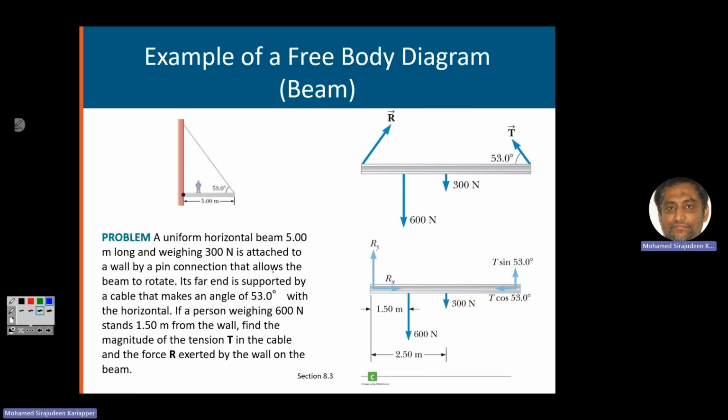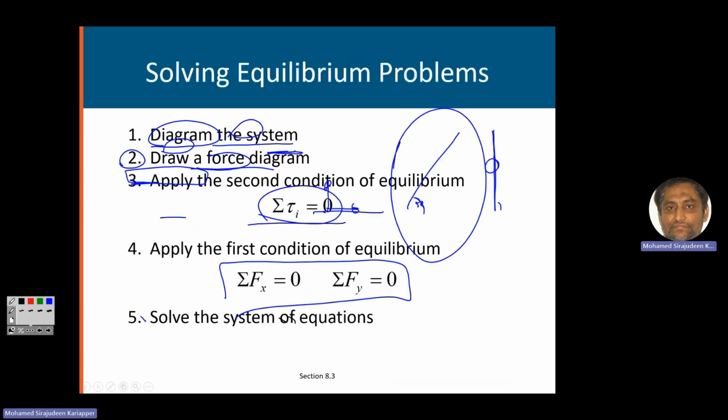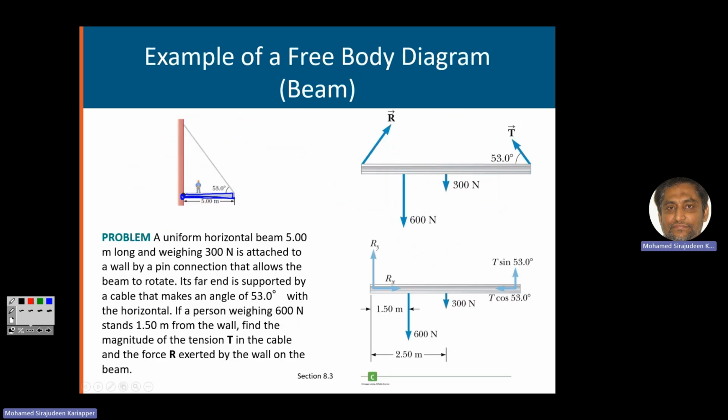What we have here is a beam, maybe a concrete beam, and it is pinned to the wall. Pinned means it can rotate. It is not nailed, it is pinned. So about this pin point, it can rotate. But we stop it from rotating by attaching a cable here. So the tension will stop it from rotating. It is kept horizontal with this cable. The cable has a certain force. And there's a man standing somewhere on the beam. Some angles are given, the length of the beam is given, and so on.